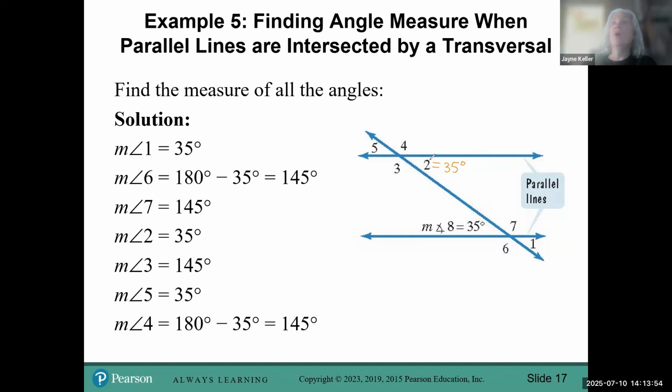Because these two are alternate, they're on opposite sides, and they're interior. Okay, alternate interior. And you can also kind of cheat a little bit with this one, because the bigger angles are really big, right? You can kind of see which ones are small.